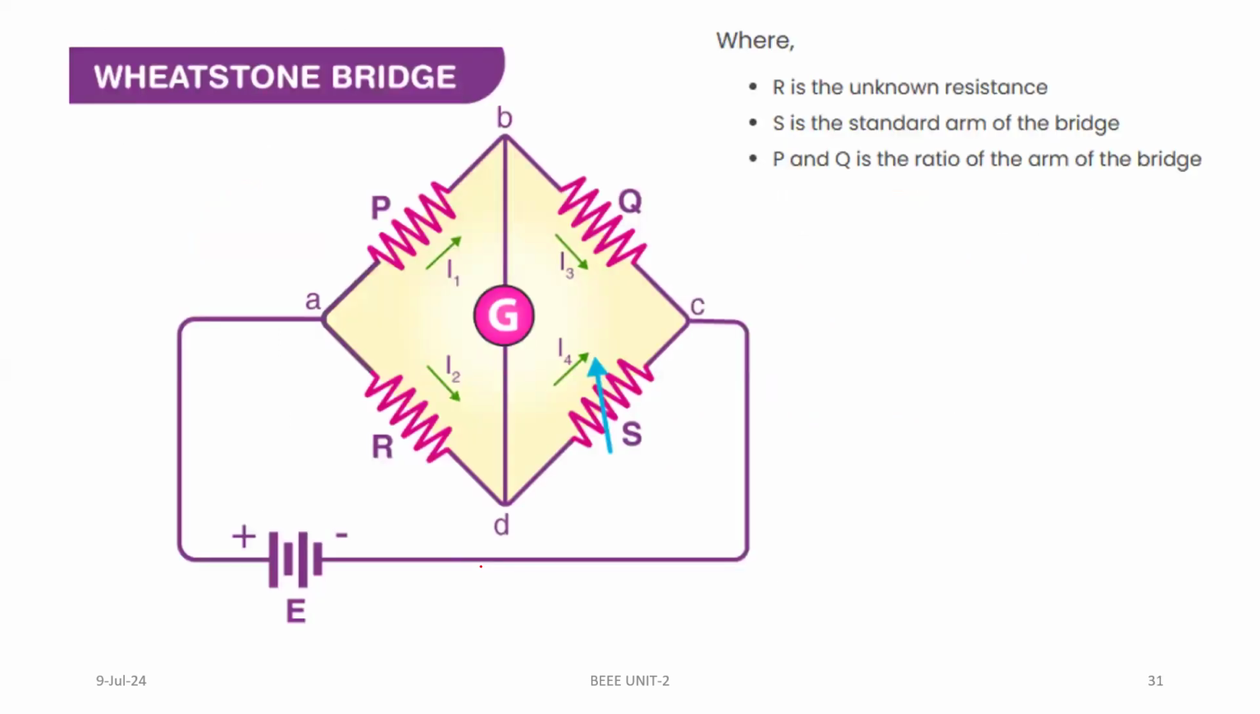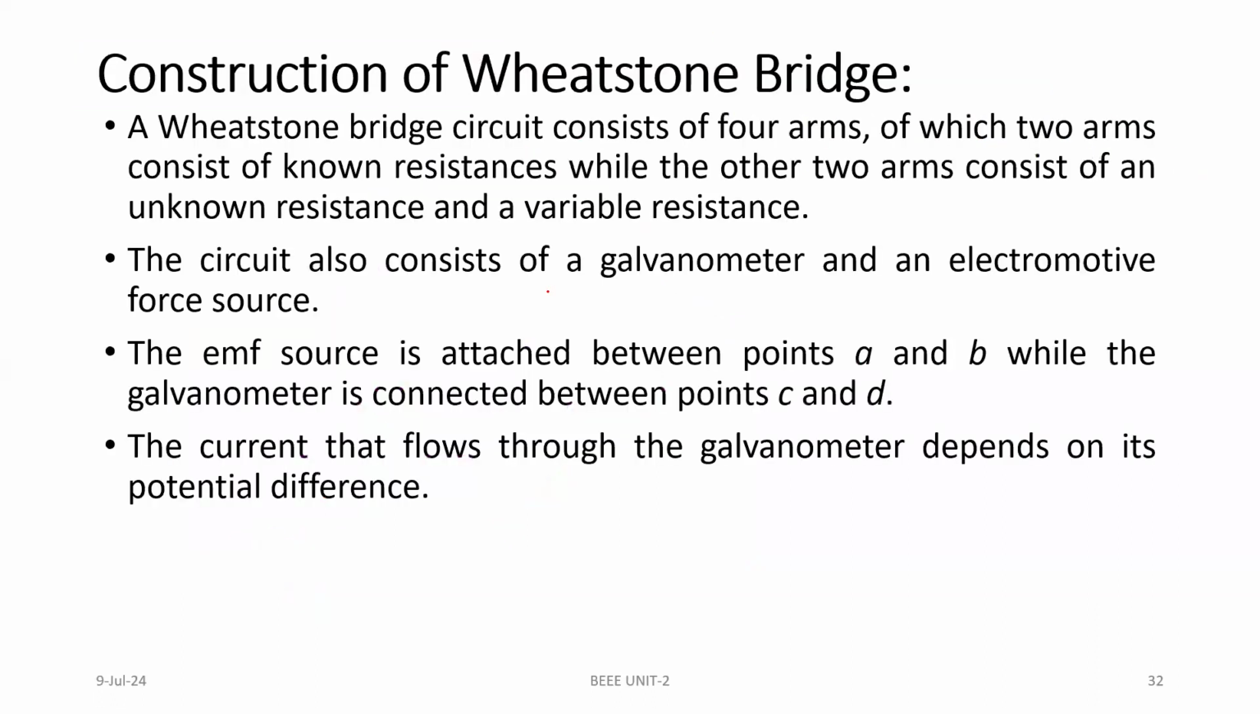Observe this circuit diagram for the Wheatstone bridge. We have four legs, P, Q, R, S. This one is a variable resistance, this one is the unknown resistance, and these two are known resistances. When the bridge is balanced, remember, the deflection of the galvanometer reads 0. When the bridge is unbalanced, some current will flow and some value has to be shown here.